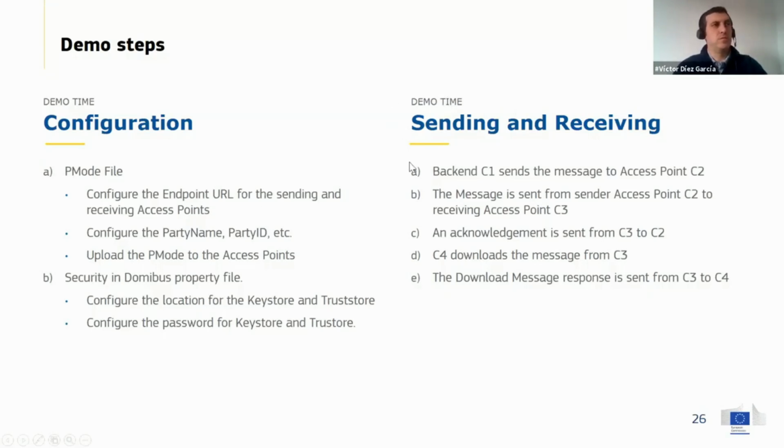Sending and receiving: basically backend C1 sends a message to access point C2. Well, it doesn't really send the message, it sends a request to C2. C2, the access point, will validate this request, and if the request is valid according to the pmode, this contract, it will produce a valid AS4 message that will be ready to be sent to the recipient access point. Once the message has arrived at the recipient access point, it receives an acknowledgement. This is a non-repudiation receipt. And then the message will be ready in the recipient access point. So the final recipient can download the message anytime. Once the message is downloaded from corner three as well, C4 will get a response.